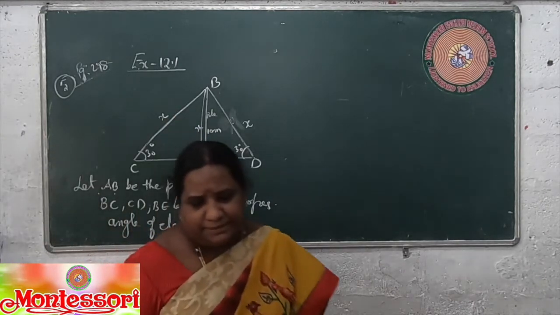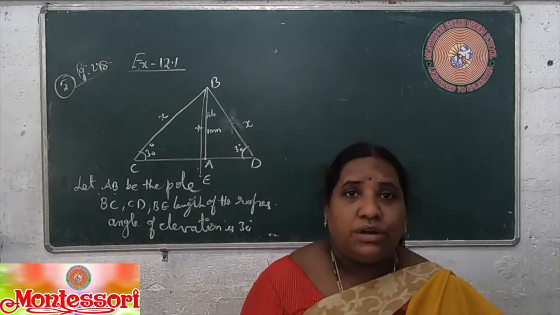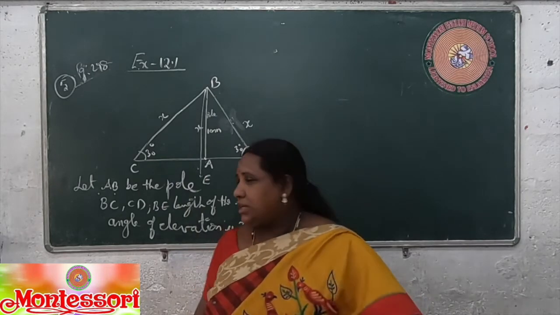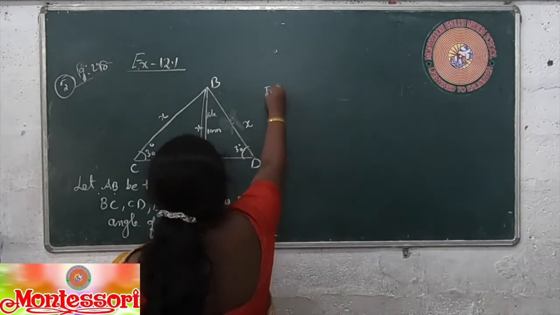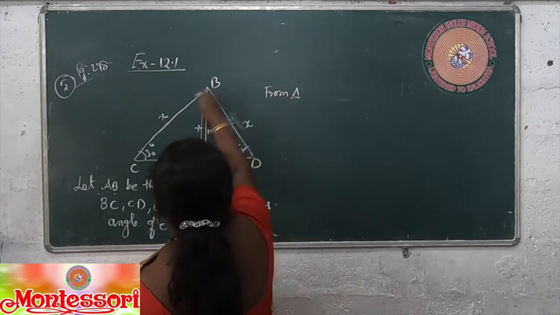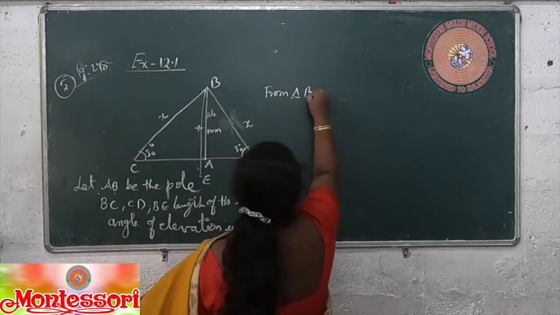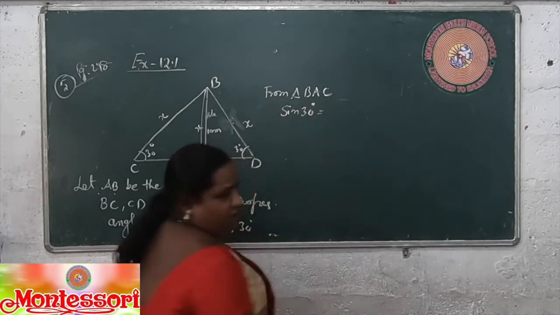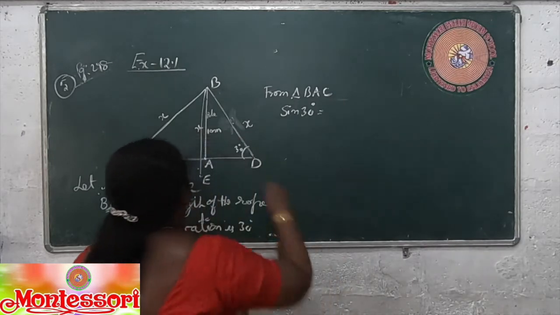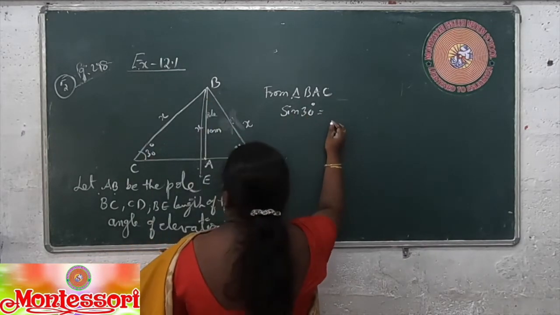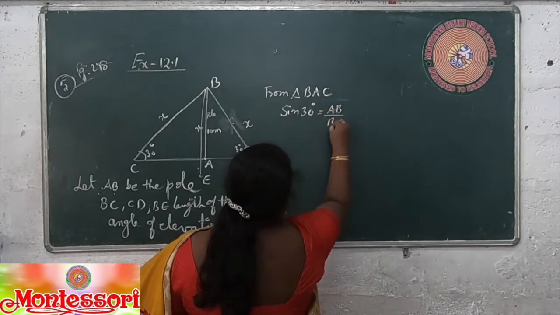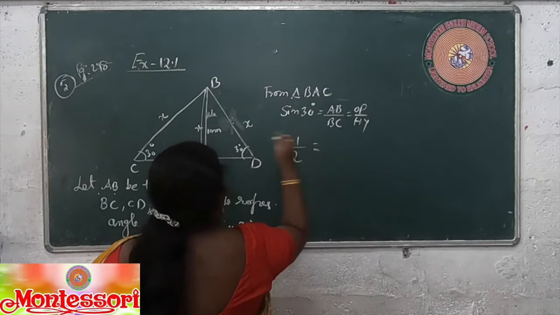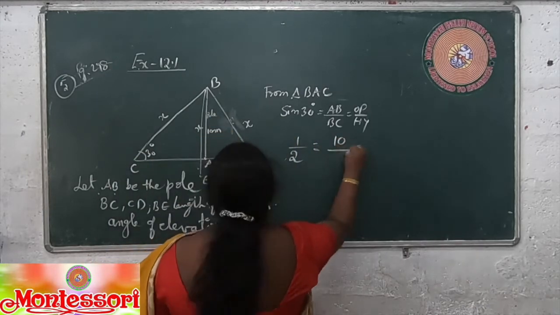What do you want here? Hypotenuse. So opposite side and hypotenuse relation is sine only, no? So better to take from triangle ABD or BAC. From triangle BAC, sine 30 degrees is equal to how much? Opposite AB by BC, that is opposite by hypotenuse. Sine 30 degrees how much? Half. Opposite how much? 10, by hypotenuse means x.